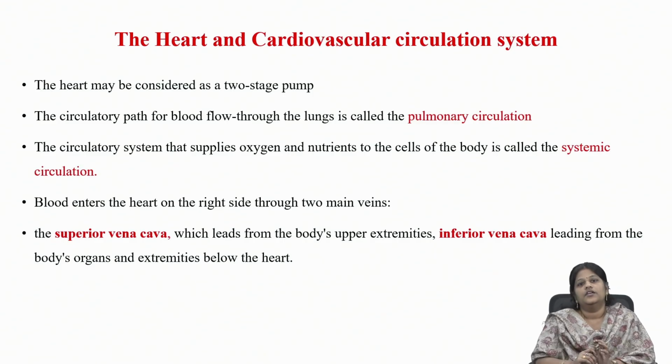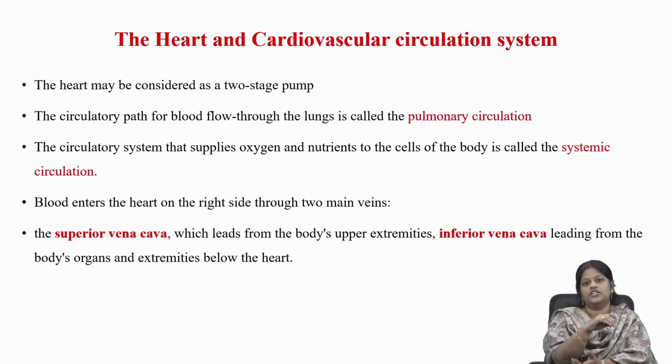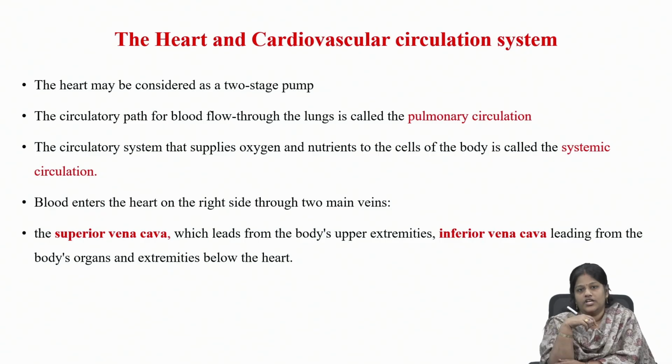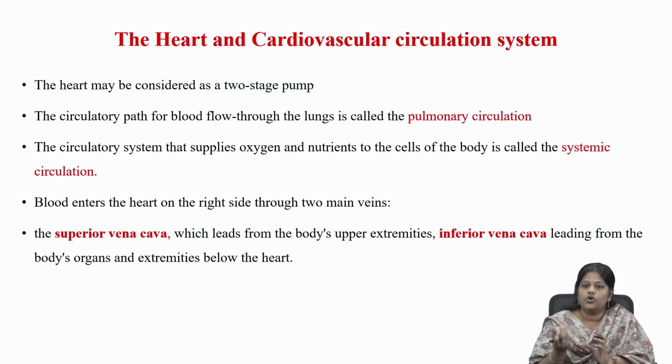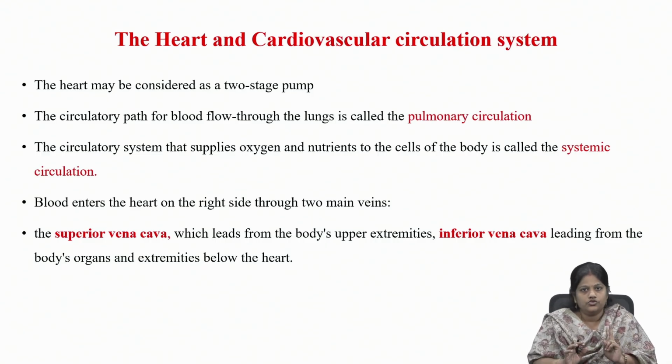So here mainly the heart may be considered as a two-stage water blood pump, and in our human body itself the circulation mainly is classified into two types. The first one is the pulmonary circulation and the second one is the systemic circulation. The circulatory path for blood flow through the lungs is called the pulmonary circulation, whereas the circulatory system that supplies oxygen and nutrients to the cells of the human body is called the systemic circulation. So that's why it was mainly classified into two types.